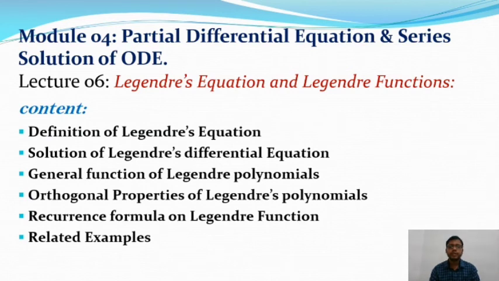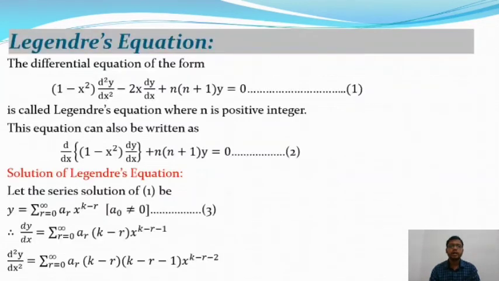At first we will begin with the definition of the Legendre equation. So what is the Legendre equation? A differential equation of the form (1 minus x squared) d2y/dx2 minus 2x dy/dx plus n(n plus 1) y equal to 0 is called the Legendre equation, where n is a positive integer, and we can write it as equation number 1.